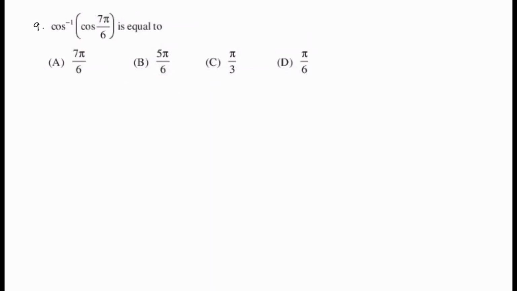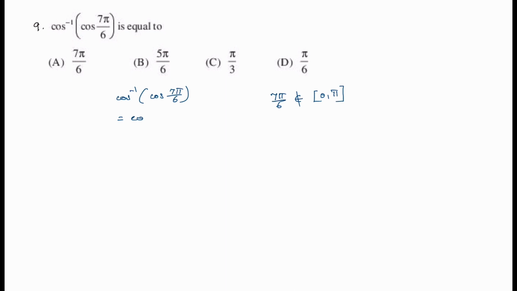Question 9. Cos inverse of cos of 7 pi by 6. These type of questions are very important. We can cancel cos inverse and cos only when 7 pi by 6 belongs to the principal value branch of cos inverse. It doesn't belong to the principal value branch of cos inverse, which is 0 to pi. 7 pi by 6 is a third quadrant angle.